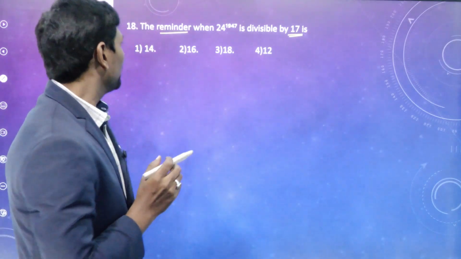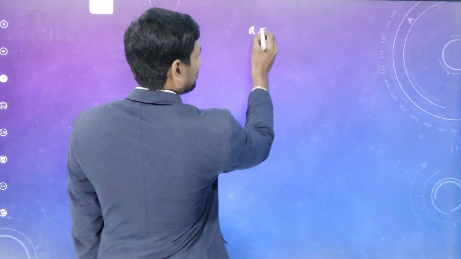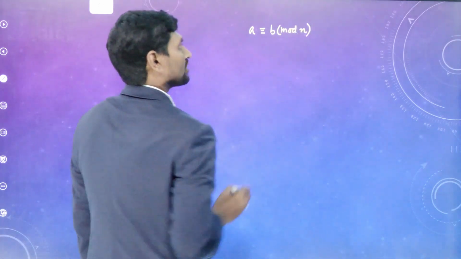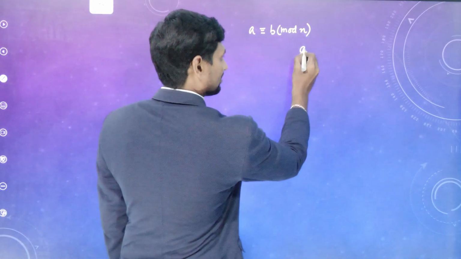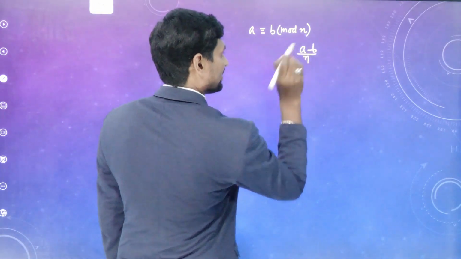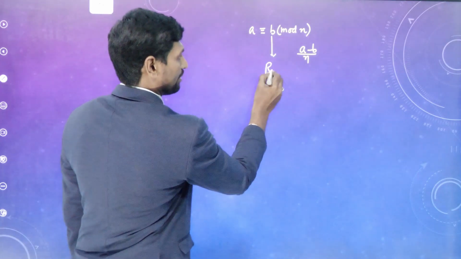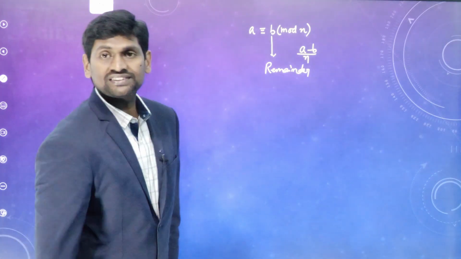For these very huge problems, we should use the congruence rules. What is the congruence rule actually? A is congruent to B mod n. That means A minus B is divisible by n. A minus B is divisible by n. In that sense, here B is the remainder.